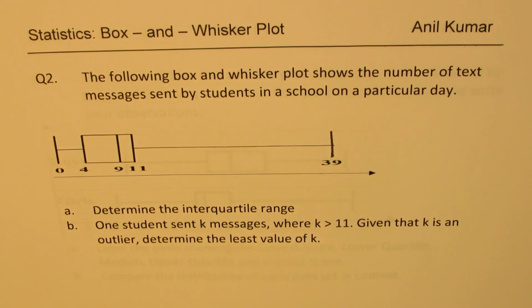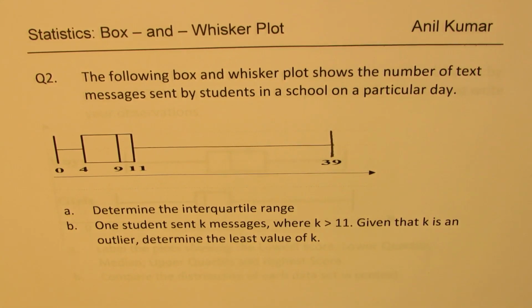Here is question number 2. The following box and whisker plot shows the number of text messages sent by students in a school on a particular day. A. Determine the interquartile range. B. One student sent K messages where K is greater than 11. Given that K is an outlier, determine the least value of K.